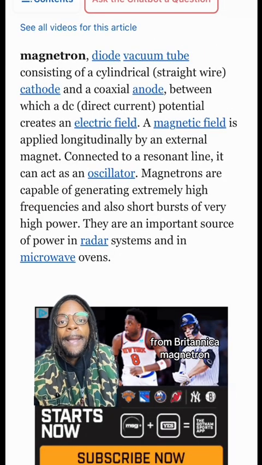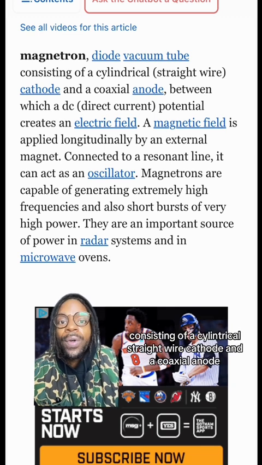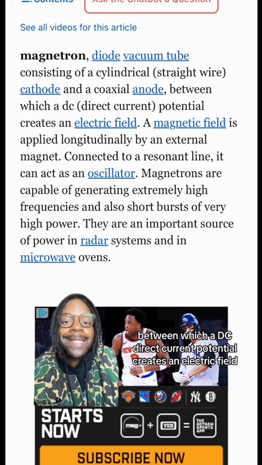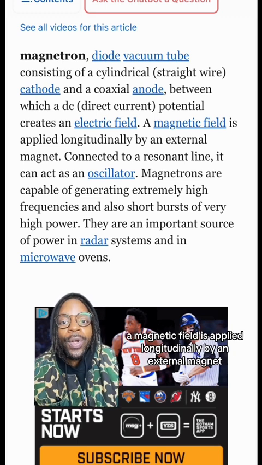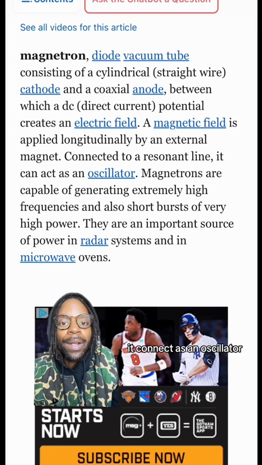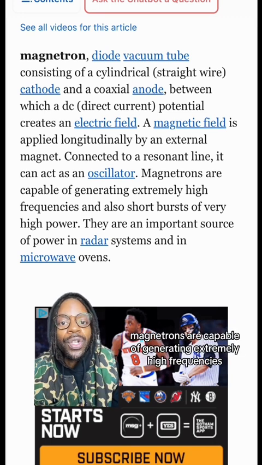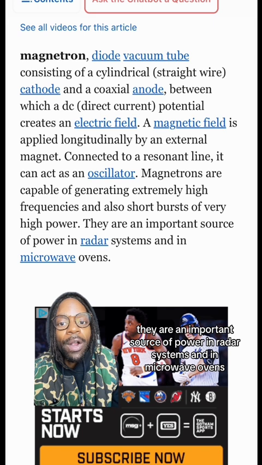From Britannica, magnetron: diode vacuum tube consisting of a cylindrical straight wire cathode and a coaxial anode, between which a DC, direct current, potential creates an electric field. A magnetic field is applied longitudinally by an external magnet. Connected to a resonant line, it can act as an oscillator. Magnetrons are capable of generating extremely high frequencies and also short bursts of very high power. They are an important source of power in radar systems and in microwave ovens.